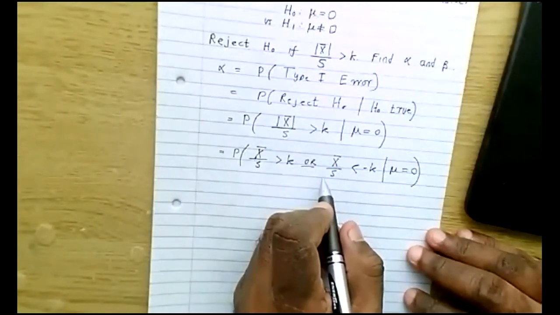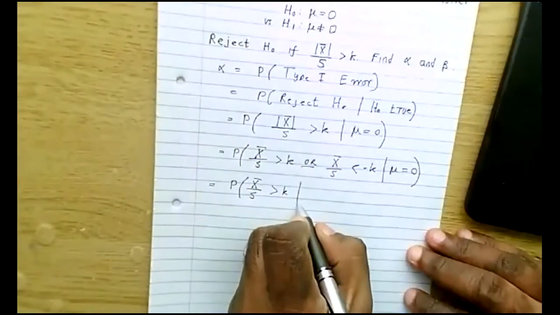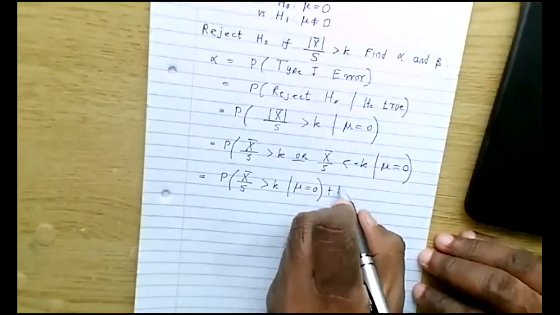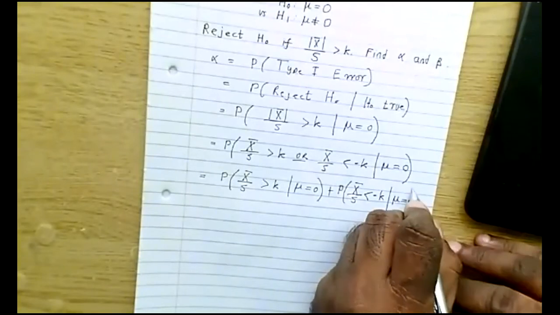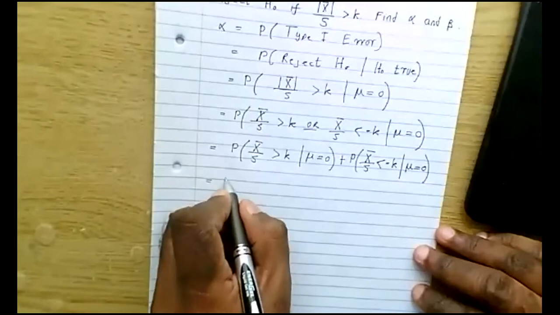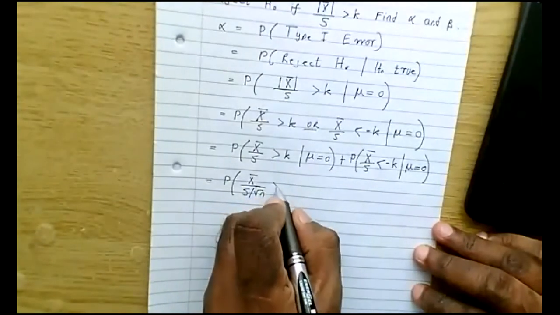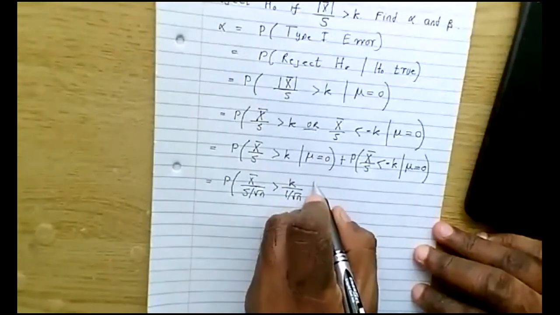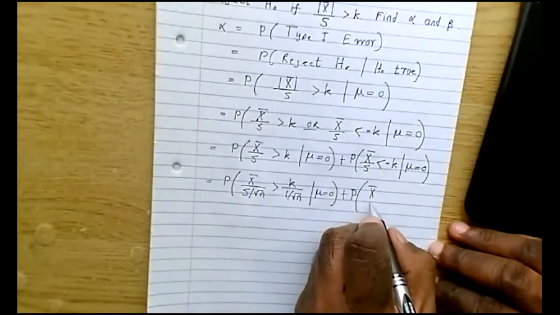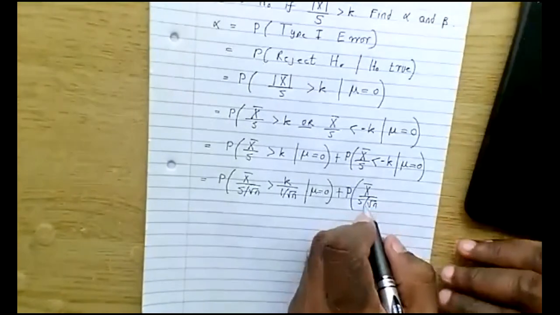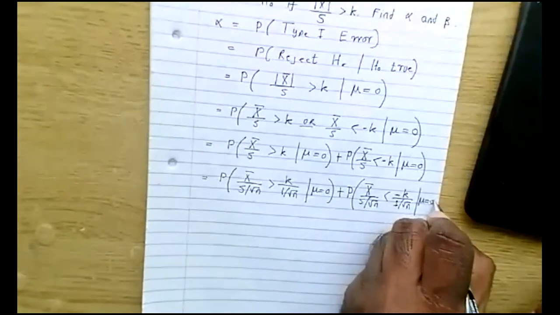Now, because these two are mutually exclusive events, you can write them as the sum of the probabilities. So this is the sum of two different probabilities. One of them is this, right? And the other one is this, right? Now the next thing I'm going to do is use the result I used in the previous example. So I'm going to divide the denominator by root of n, on both sides. I know I'm running out of time. Just bear with me, guys. It won't take too long.